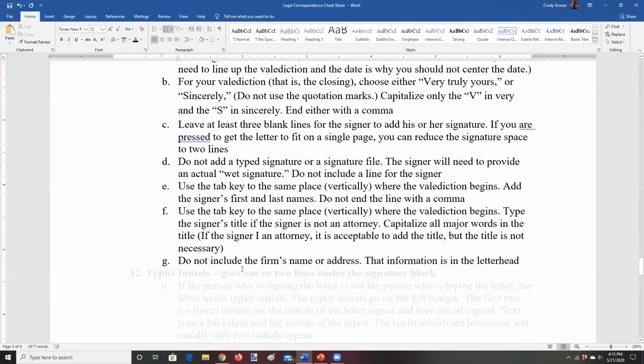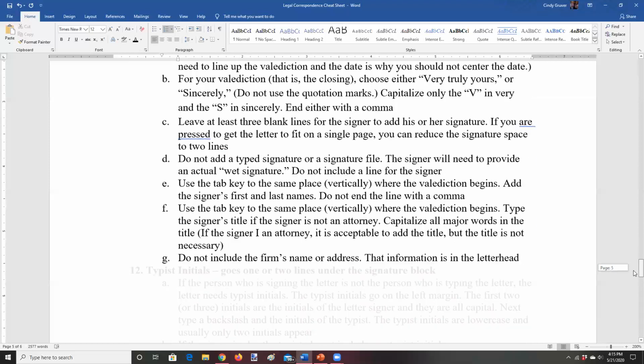You are not going to put your law firm's name or address or anything like that underneath your name in the signature block. Keep in mind, all of that is on the letterhead, so it would be duplicative. So you're done when you put your title on that line. You're done with the signature block at that point.